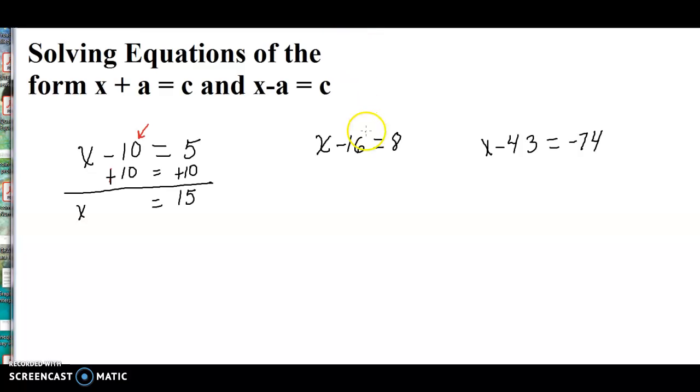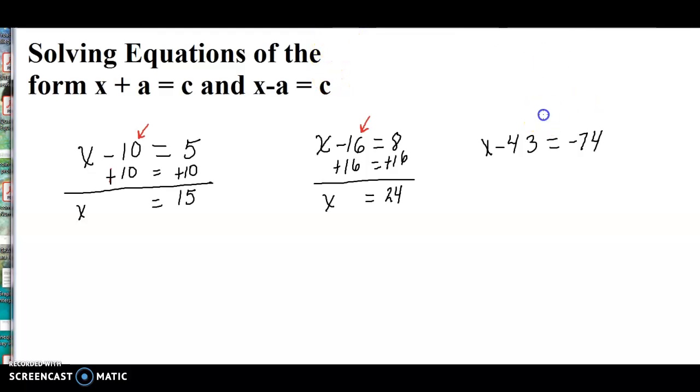We need to get x by itself, so we need to get rid of this number. And so in order to get rid of that number, we're going to add 16. This gives me x. And when I add 16 to 8, I get 24. So x equals 24.